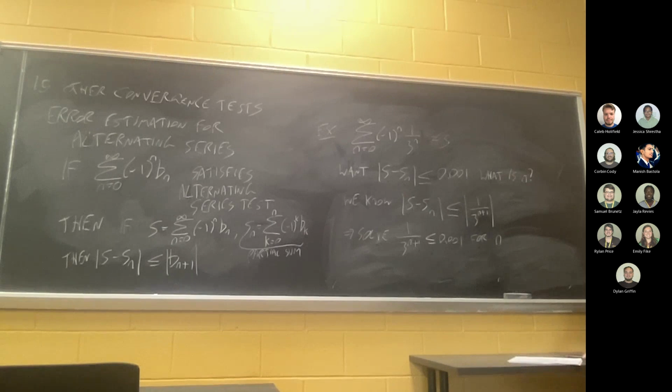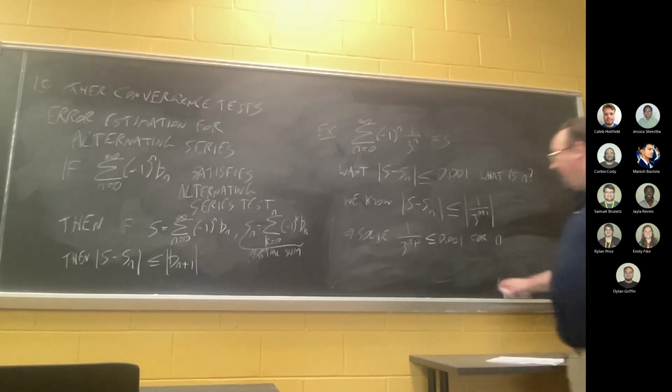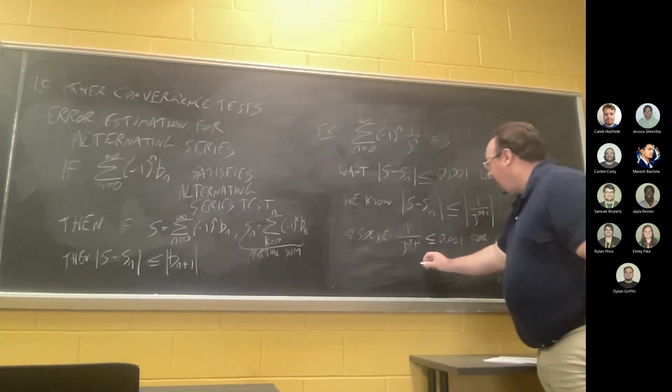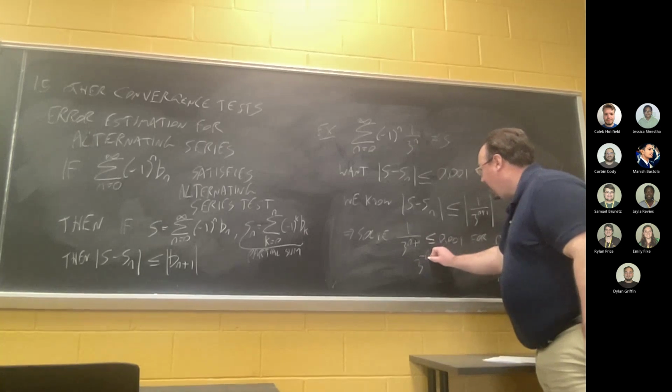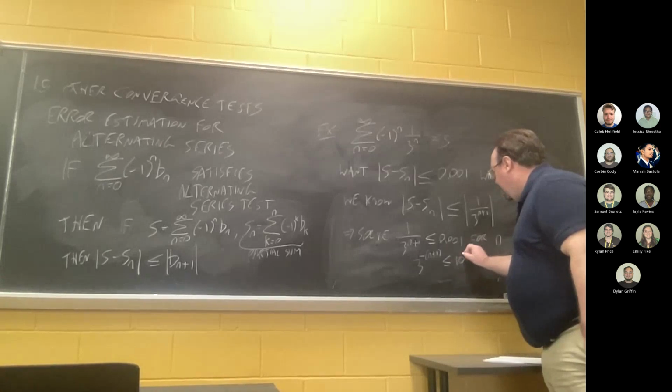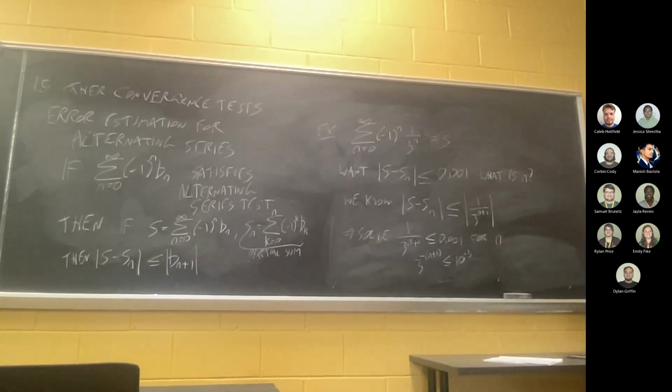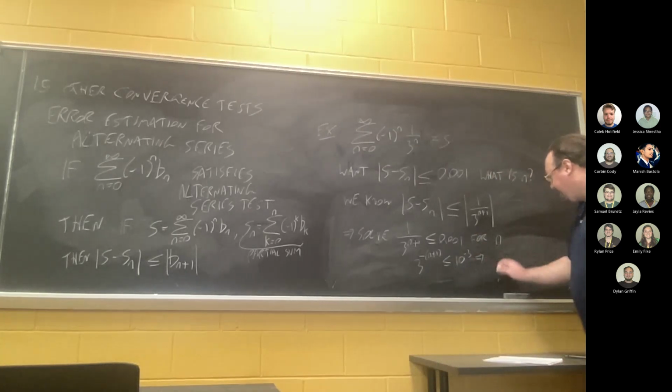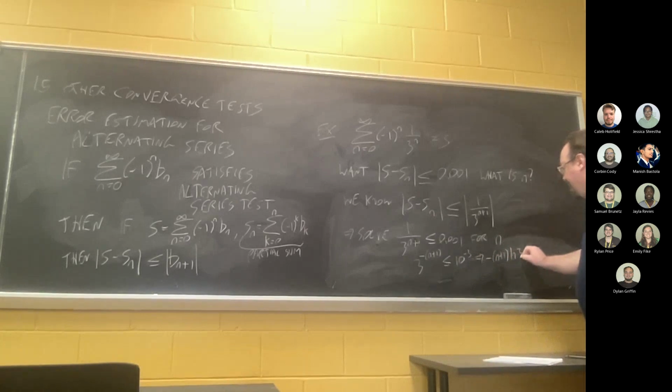Yeah, you'll need the natural log. So I can write this as 3 to the minus n plus 1 is less than or equal to 10 to the minus 3. Then if I take the natural log of both sides, I have minus n plus 1 natural log of 3 must be less than or equal to minus 3 natural log of 10.